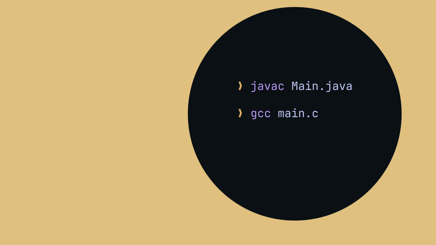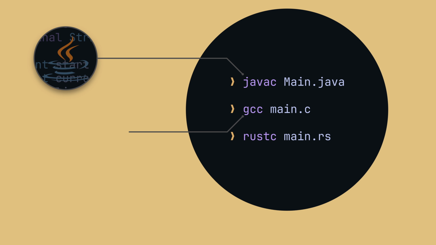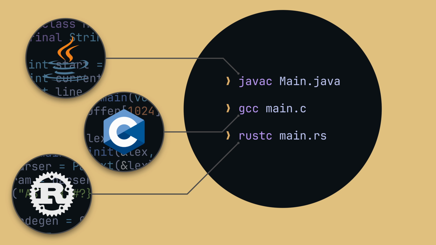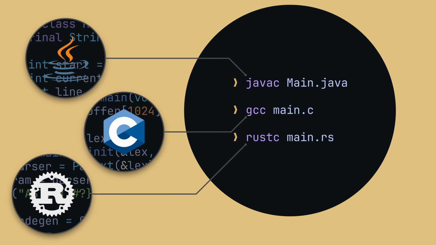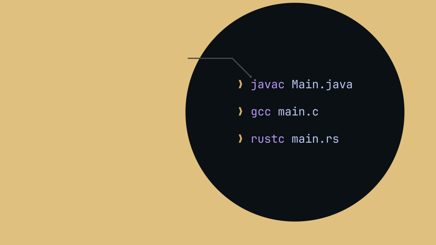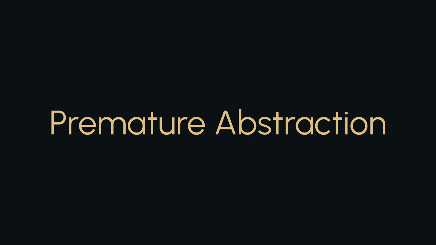Have you ever wondered how the Java compiler can be written in Java, the C compiler in C, and the Rust compiler in Rust? I mean, how can you compile the compiler if you don't have a compiler in the first place?